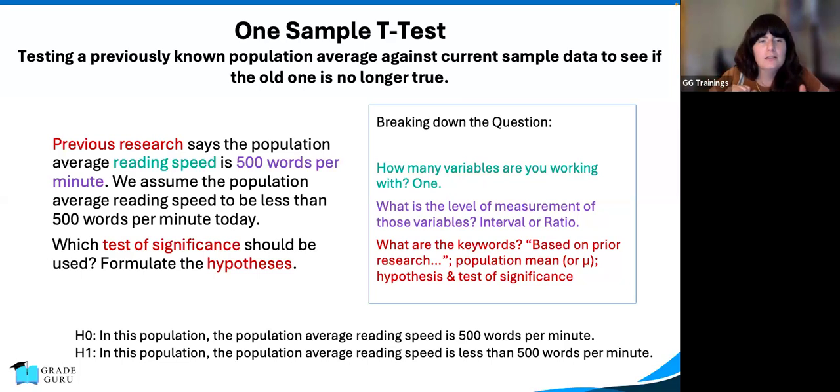All right, coming back. Okay, level of measurement. 500 words per minute. That sounds like a ratio variable because someone could read 0 words per minute, if they can't read. So yeah, ratio variable.